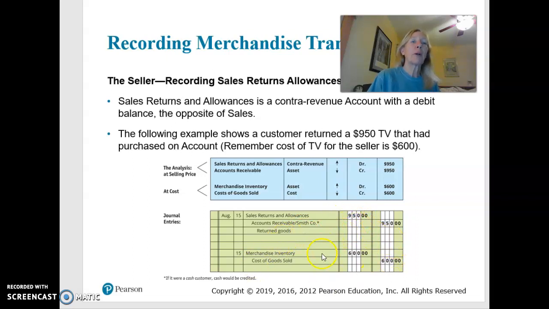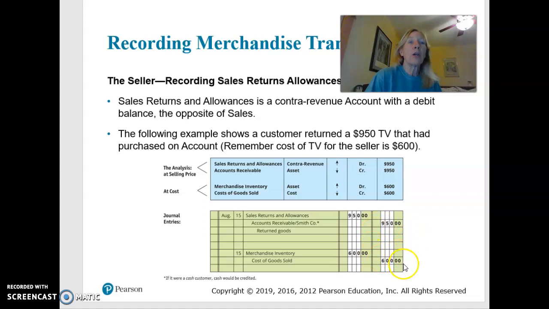Now we have to go back to our inventory, take it out of or put it back into our inventory. So it's debited, putting it back, they brought it back. I mean, you're not going to really put it back, it was damaged, but we're going to put it back at the cost that whatever we bought it for. And then we have to credit our cost of goods sold because we did not get that money.